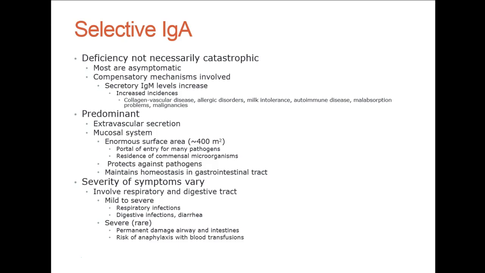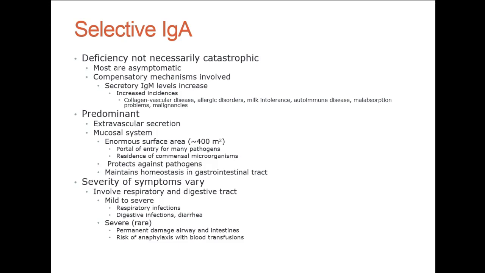Having this deficiency isn't necessarily catastrophic. Most of them are asymptomatic, so you don't know you have it. You just get sick a little bit more often. And we do see a compensatory mechanism come along. Your body will actually start to secrete IgM, or increase the IgM levels. We see collagen vascular disease, allergic disorders, milk intolerance, autoimmune disease, and some malabsorption problems as well with this.